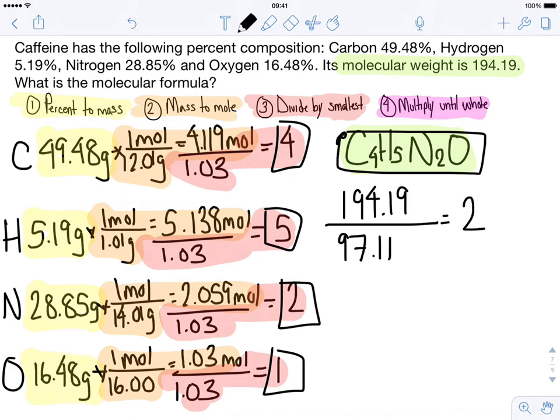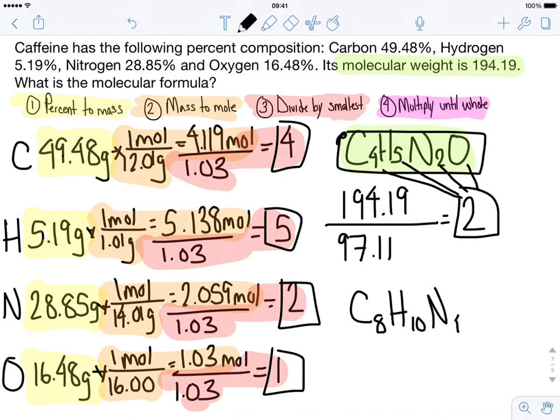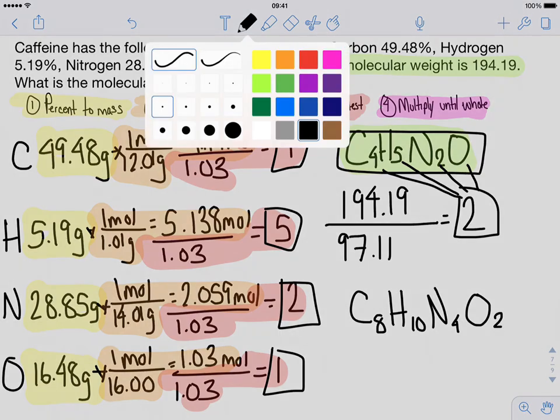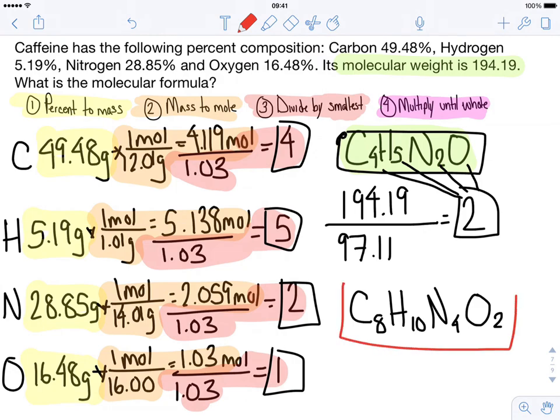When you divide these two numbers, you come out to 1.99, which can be rounded to 2. Now, what we do with this number 2 is multiply each of the subscripts in our empirical formula by 2, and that will give us our molecular formula. So for carbon, 4 times 2 is 8. For hydrogen, 5 times 2 is 10. For nitrogen, 2 times 2 is 4. And for oxygen, 2 times 1 is 2. So this right here is the answer to the question. This is the molecular formula.